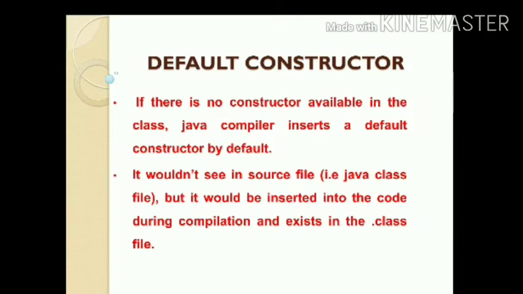Default constructor. If there is no constructor available in the class, Java compiler insert a default constructor by default. You cannot see the default constructor in source file, that is Java class file, but it would be inserted into the code during compilation and exist in the .class file.